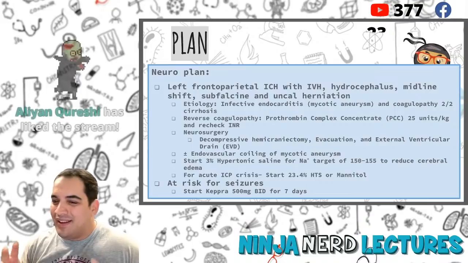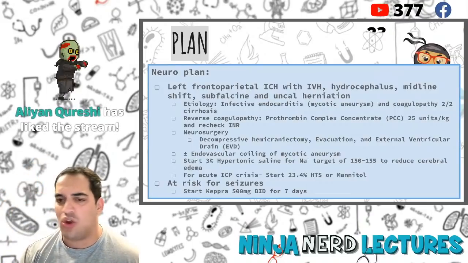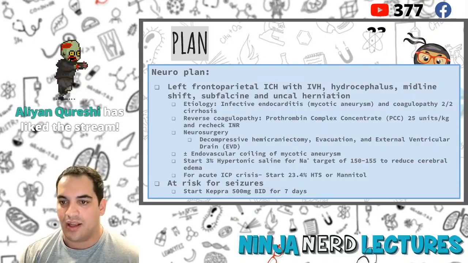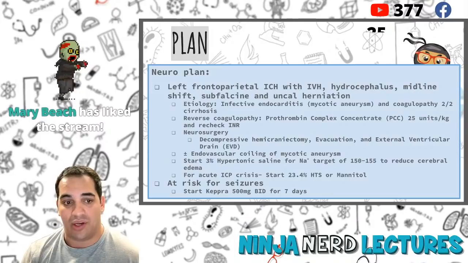Then while we're there, neurosurgery can make the decision if they want to evacuate that blood. There's probably so much blood that it's unlikely they'd evacuate any of it. And then put in a drain to monitor intracranial pressure.